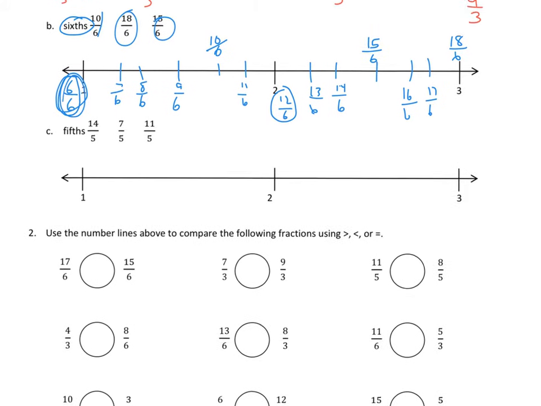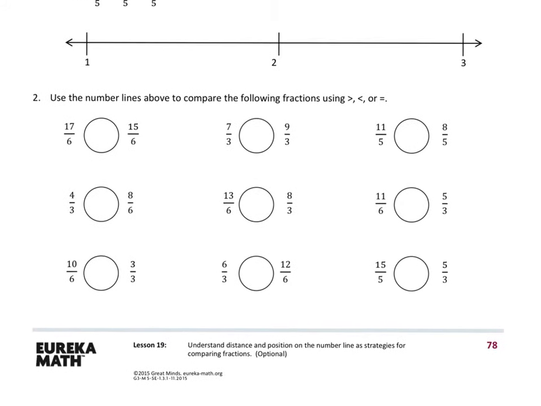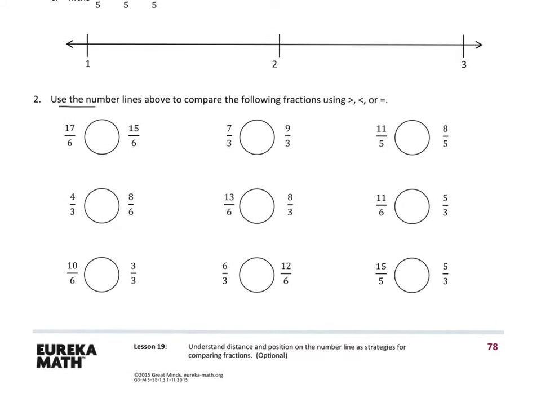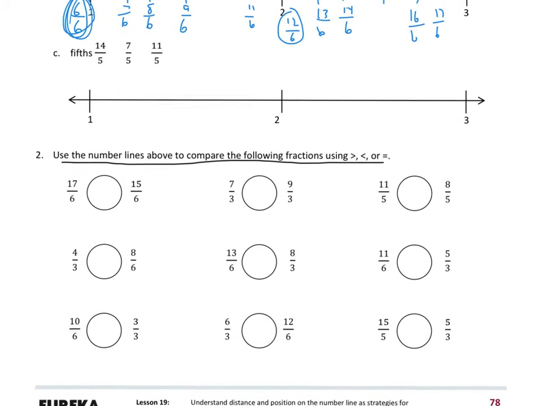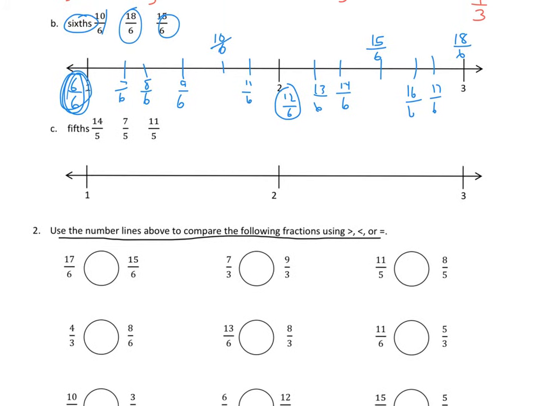So now, after you fill in C, you can come down to question 2, and it says, use the number lines above to compare the following fractions using your comparing symbols. So let's look at the first one, 17 sixths and 15 sixths, and I can see those right on the number line. Here is 17 sixths. Here's 15 sixths. If I want to know which one is greater, it's going to be further to the right on the number line. The further right you go, the higher the value is. So 17 sixths, I can see, is greater than 15 sixths because it's further to the right.